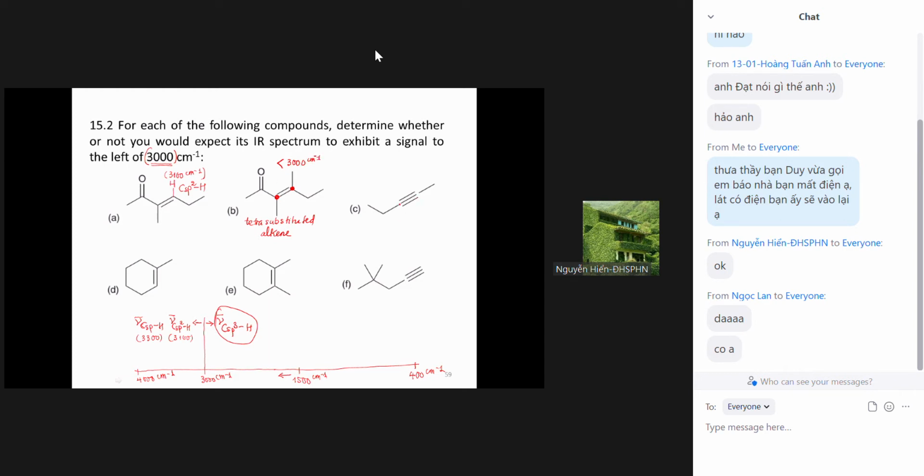In this case, you have CsP hybridized carbon atoms, two atoms. But again, you have a disubstituted, no, we could say in this case, an internal alkyne. Sorry. So you don't have any CsPH, and therefore you cannot see any signals above 3000. Understand this?